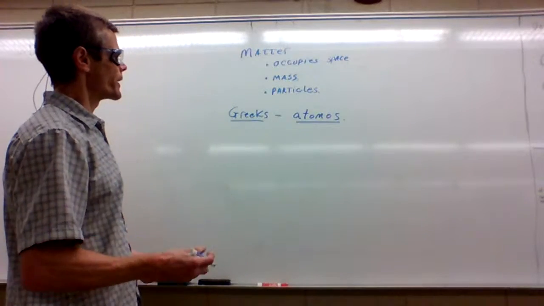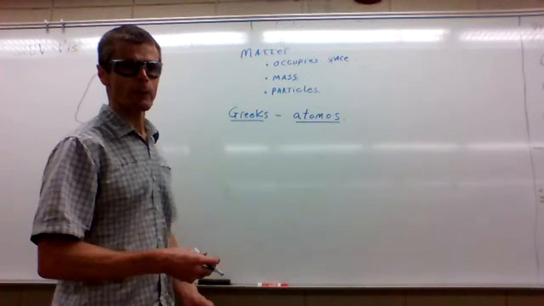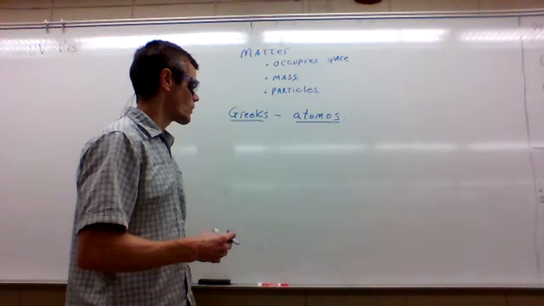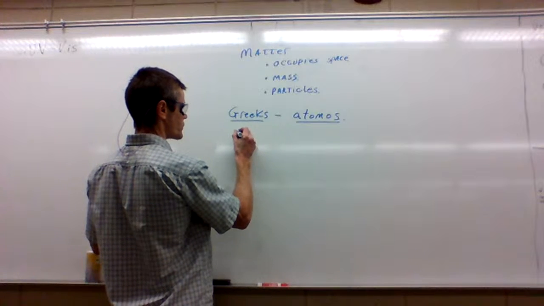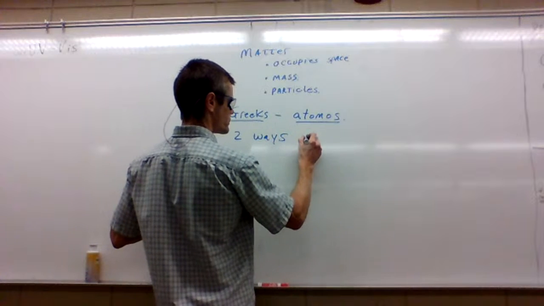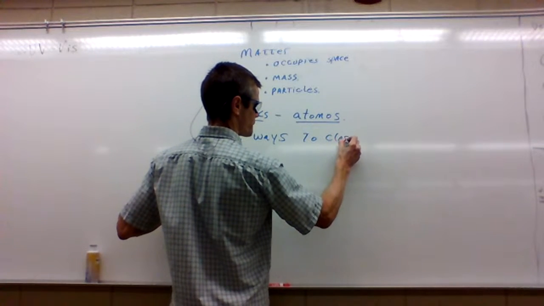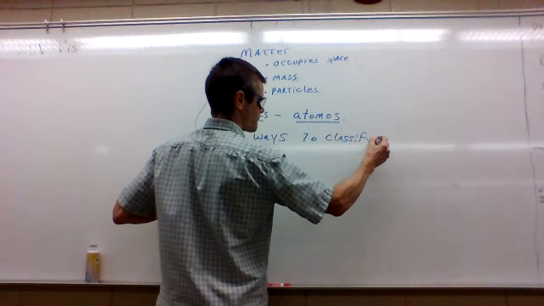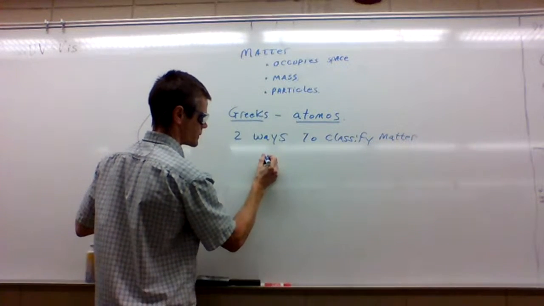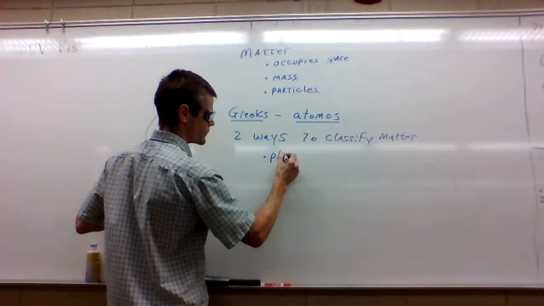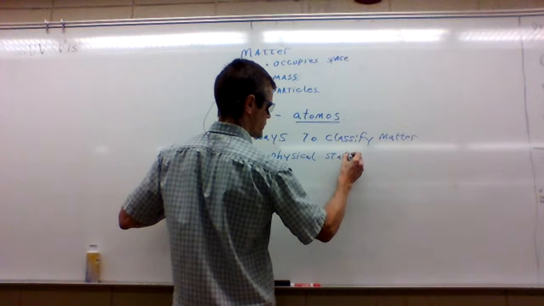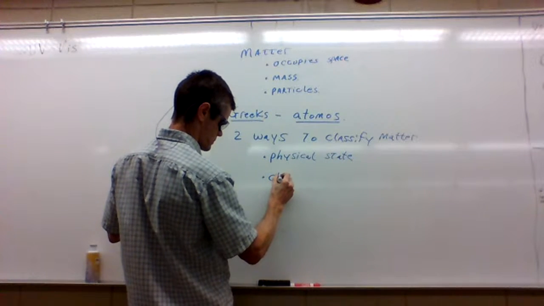So to understand better about matter, we like to classify. We talked a little bit about classification and understanding. There are going to be two ways that we're going to focus on classifying matter. These include their physical state and their chemical composition.